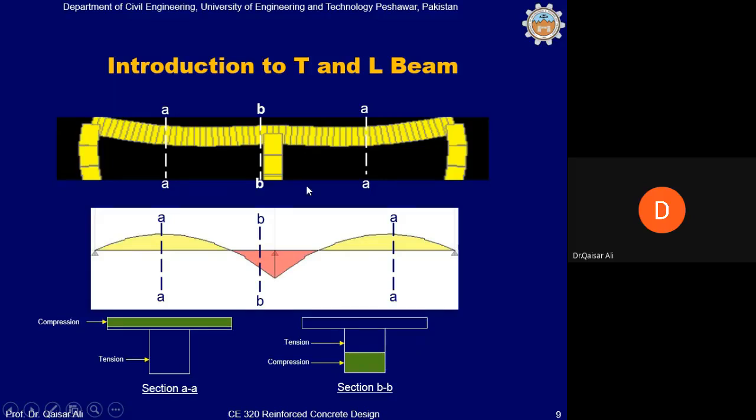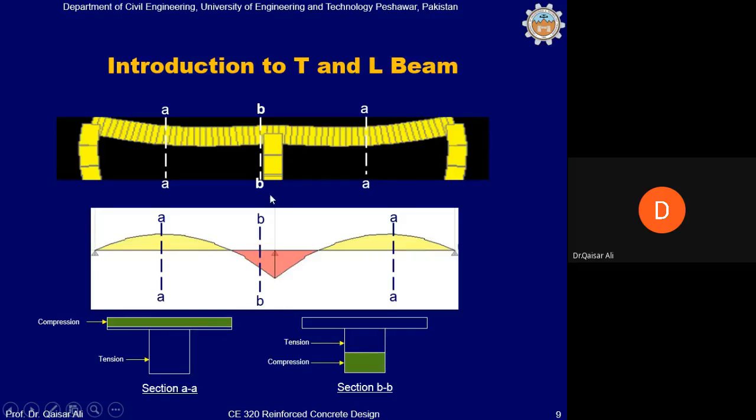Now these two situations are quite different from one another. In situation number one, at the midspan, when the bending moment is positive, tensile stresses are produced in the bottom side of the beam and compressive stresses are produced in the top side of the beam. The flange of the beam, which is actually the slab, is in compression, and the web portion is in tension.